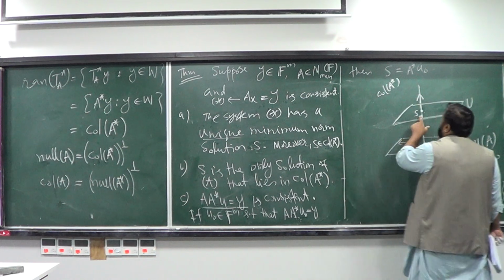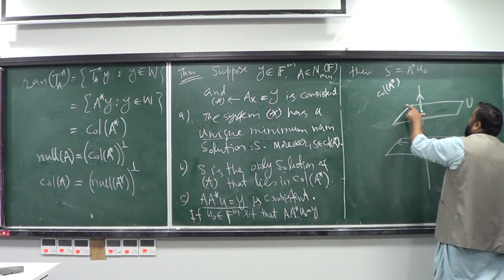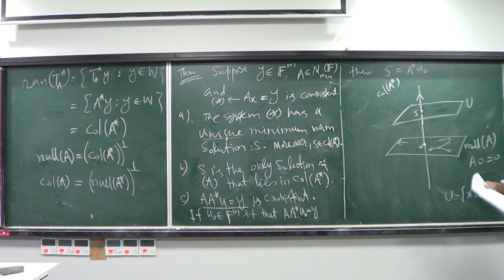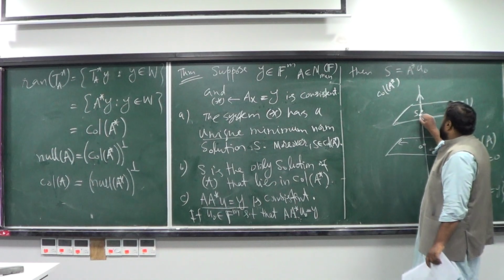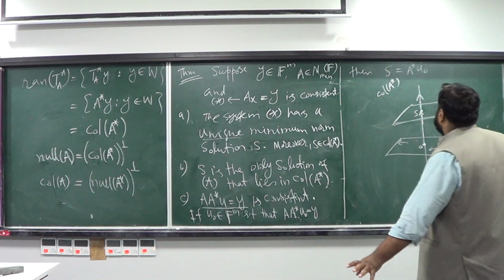but it is the only solution of this. So the B part is like that. S is the only element in the column space that solves this system actually. So I hope that this makes sense to you a little bit actually. Okay. So I hope this picture is making sense to you.